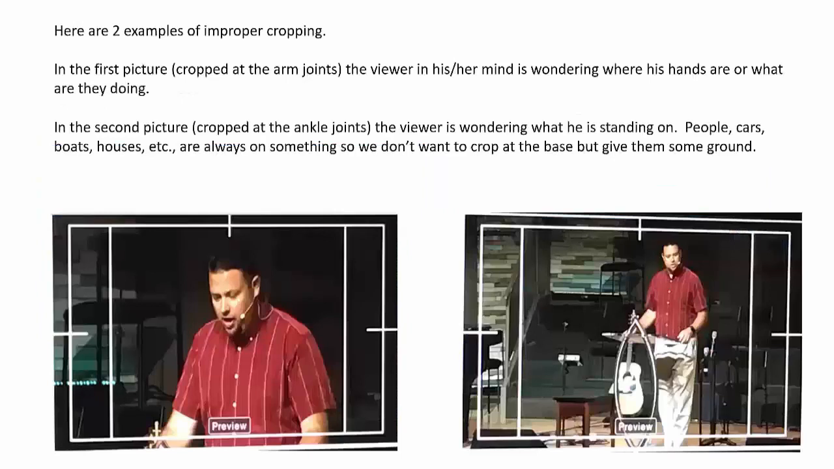Here are a couple of examples of improper cropping. In the first picture on the left, we see he's been cropped at the elbows. In a viewer's mind, they're wondering where the hands are. In the second picture, we see he's been cropped at the joints, the ankles. The viewer is wondering, what is he standing on? People, cars, boats, houses, etc. are always on something. So we don't want to crop at the base or the joints, but give them some ground.